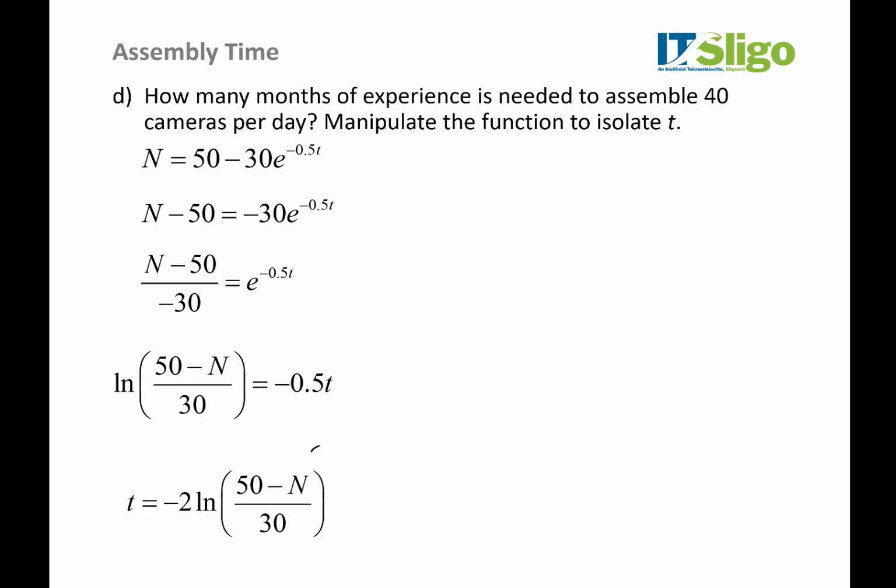And now we just feed in 40. Now usually, guys, there'd be no harm in just feeding in the 40 at the start and just solving it out as usual. That would make sense. So someone would be making approximately 40 cameras a day after 2 months and 6 days. Multiply 0.2 by 30.